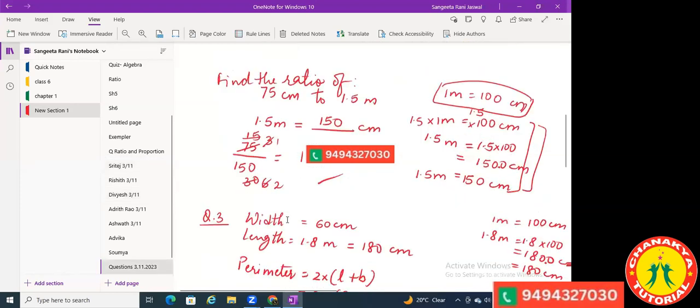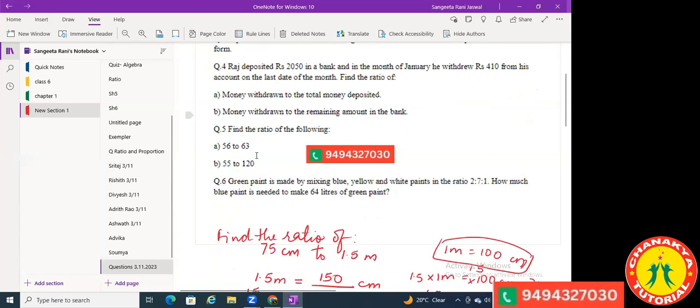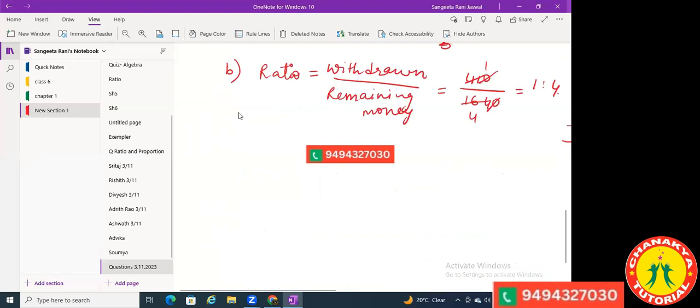Okay, let's move on. Question 4 is discussed. Question 5 was simple. Directly, we just had to find the ratio. A part was 56. Find the ratio of 56 to 63. If we divide both by 7, we get 8 is to 9.